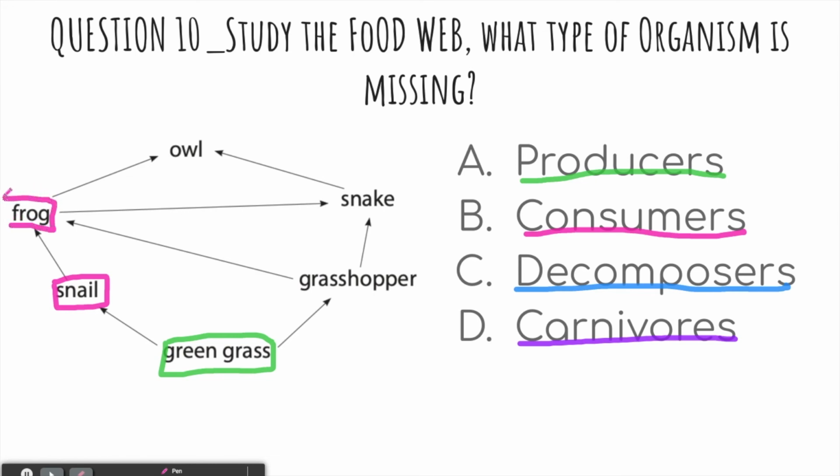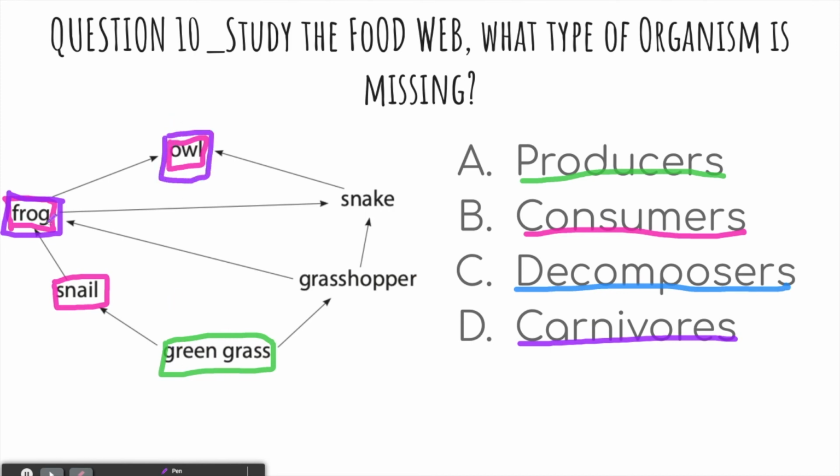But it's not just any consumer. It is eating meat or another animal, which makes it a carnivore. So we're going to circle it in pink and in purple to show that it's a consumer and a carnivore. Now we're going to keep following from the frog. We're going to go up to the owl. An owl can eat the frog, which also makes it a consumer who is a carnivore. So we will be circling it in pink and purple.